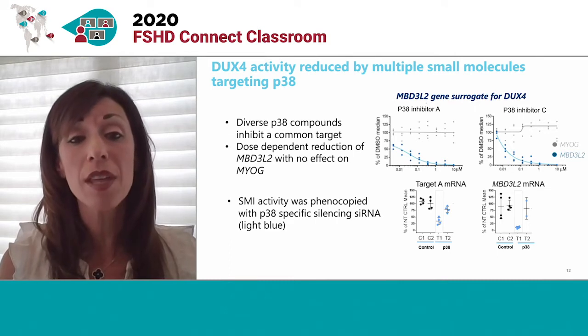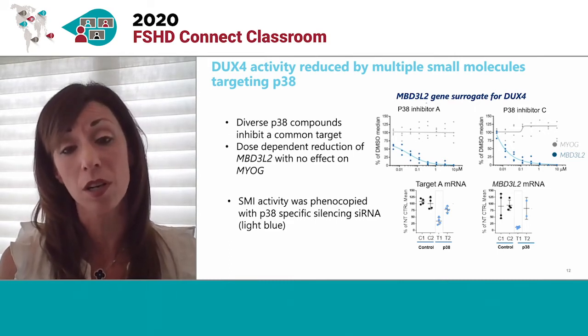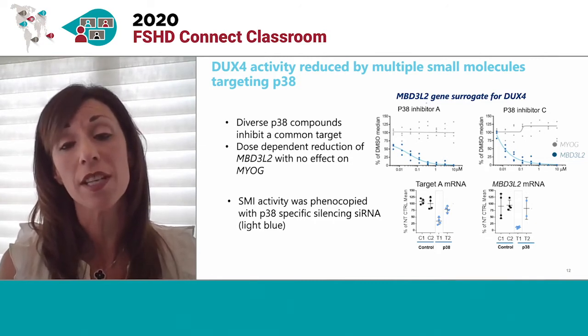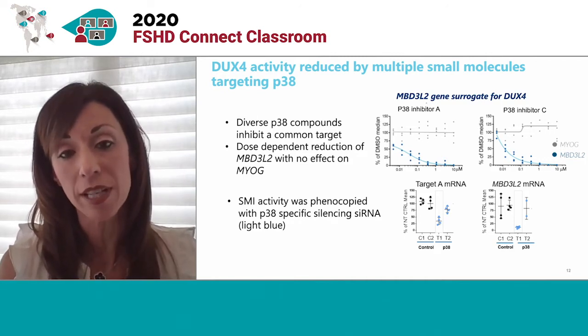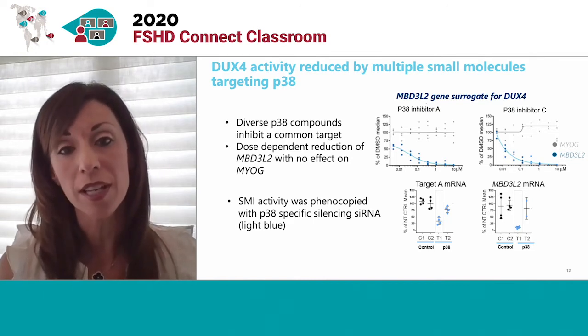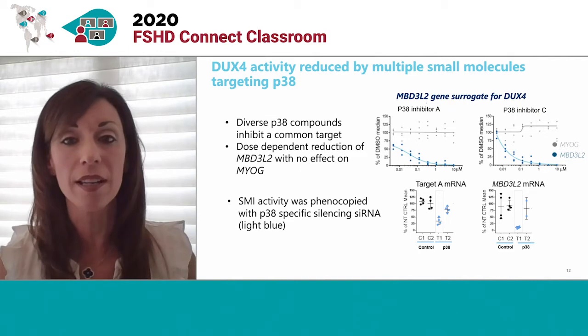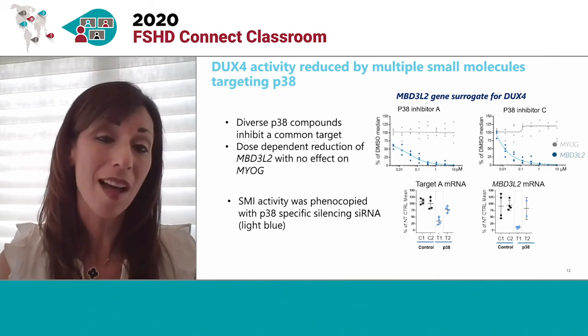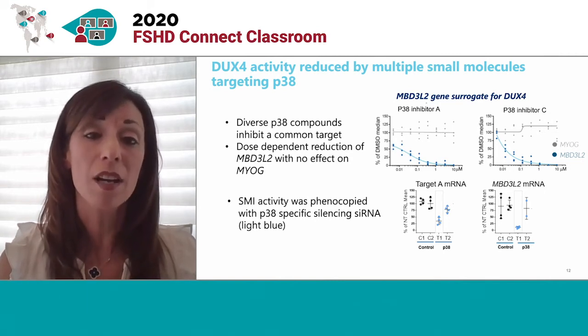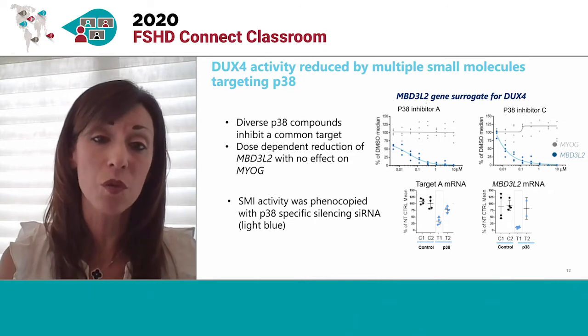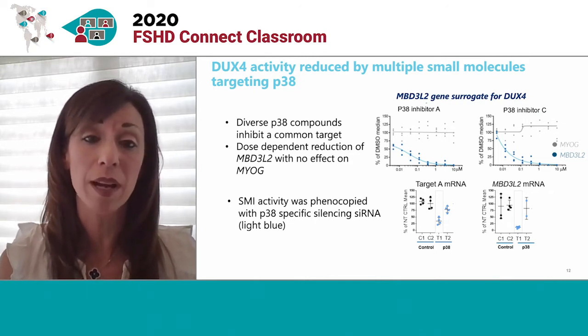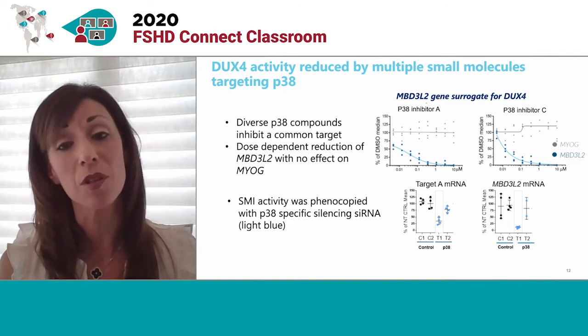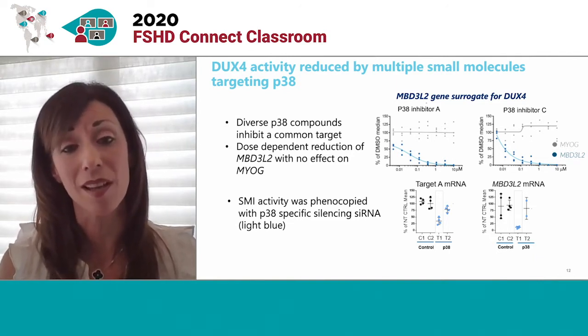And so we know that the cells that we're using are expressing DUX4, but you can see that in the blue line, we are measuring MBD3L2, which is a marker of DUX4 expression. And you can see that it is going down with increasing inhibition of P38, whether it's P38 inhibitor A or P38 inhibitor C. The gray line that you see at the top that is not changing is a measure of muscle cell health. Because we know that it's important to preserve muscle cell health while we're turning off DUX4, we wanted to also measure this parameter. And you can see that with these inhibitors there is no effect on muscle cell health.